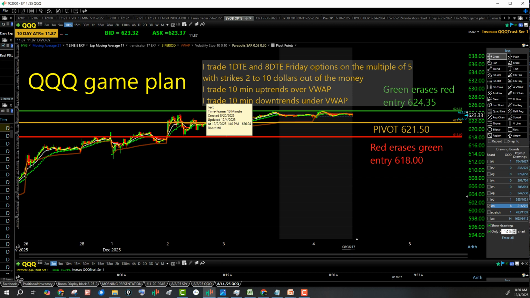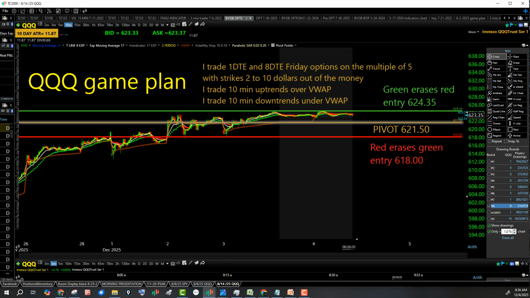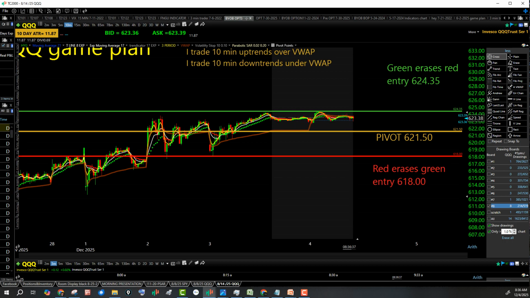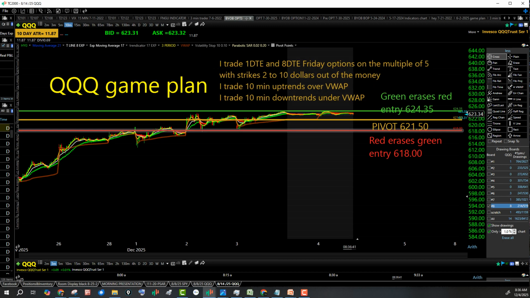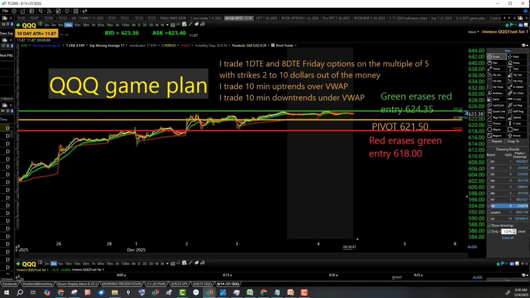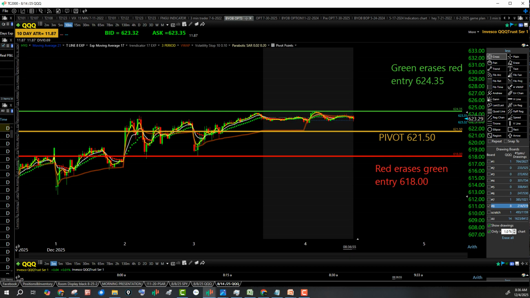Again, I went over the 10-minute uptrends and the downtrends. Same thing goes for QQQ. My favorite trade is the 10-minute uptrend over VWAP that resides inside the 2-hour uptrend, that lives inside the daily uptrend, inside the weekly uptrend, inside the monthly uptrend, over the all-time high anchored VWAP. Again, that's my favorite trade. I look for it all the time. And we are in the unique environment today to have both the QQQ and the SPY up over their all-time high anchored VWAP. That's nice. I like that a lot.